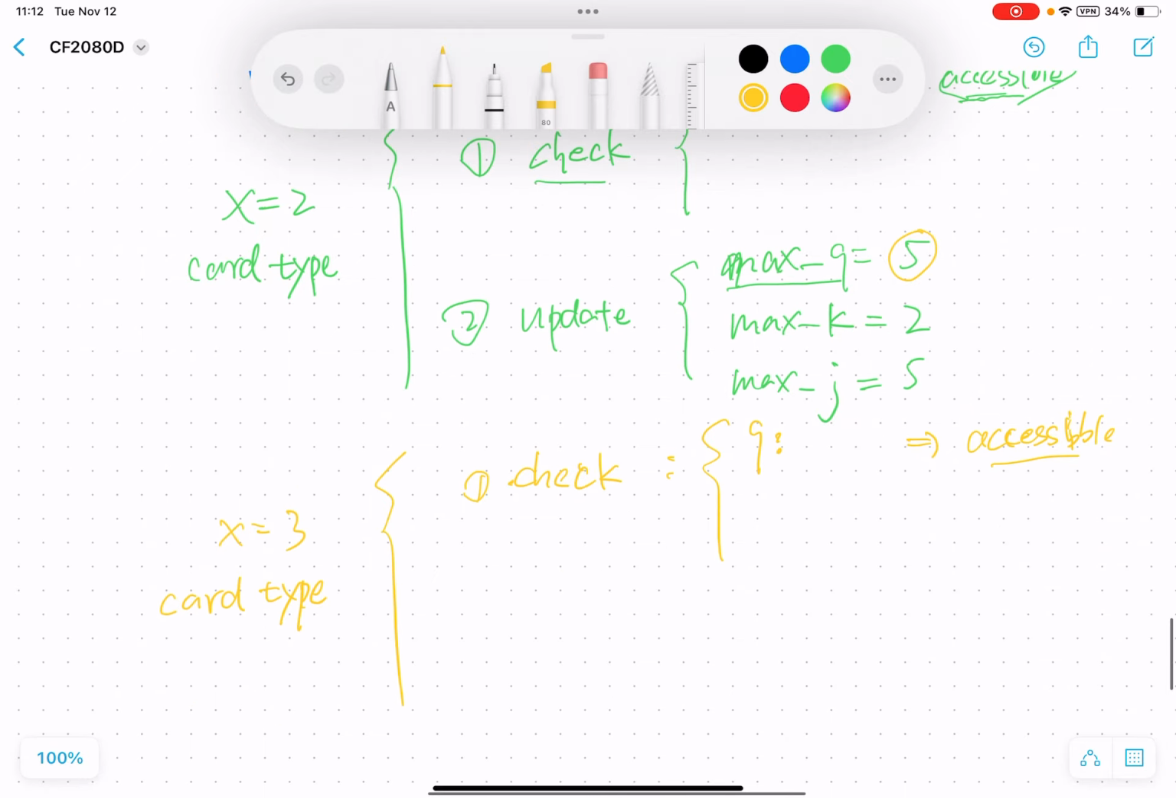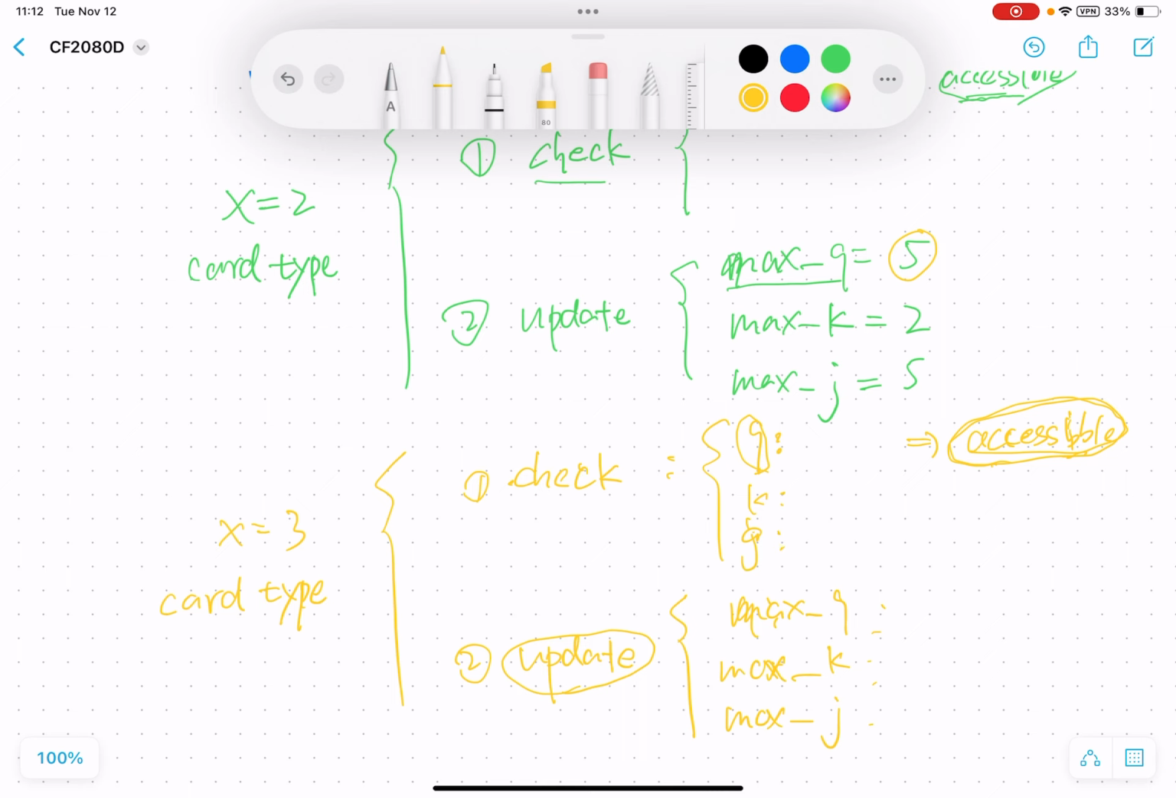If it is accessible, we can update for every value. That means max Q, max K, max J. We can update one by one. This is how we do it. In addition, if it is not accessible, we don't need to update it. If the Q is not accessible, we can check K, we can check J, we can check one by one. We can check every people. If any person can help us to get current card type, this card type will be accessible.